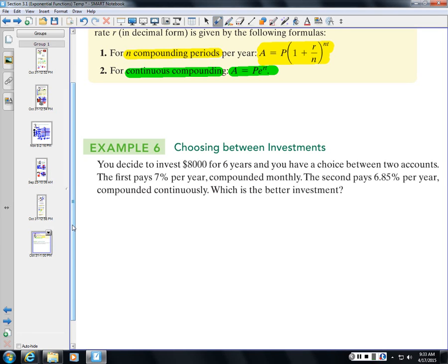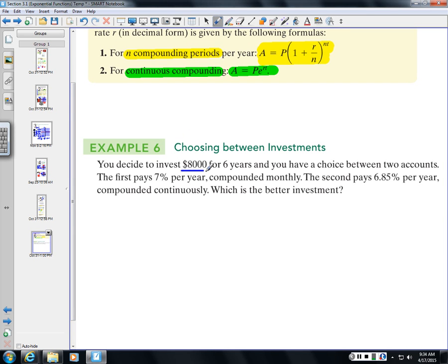The other option that I have is a slightly smaller interest rate of 6.85%, but it's going to be compounded continuously. And a lot of people think, well, okay, compounded monthly, that means once a month they're going to add money to my account. Well, if it's continuously, then they're continuously all the time adding money to my account. It doesn't necessarily work just exactly like that. But we want to know which one's going to give me the most amount of money at the end of 6 years. So I'm going to pick out and first label everything that I have.